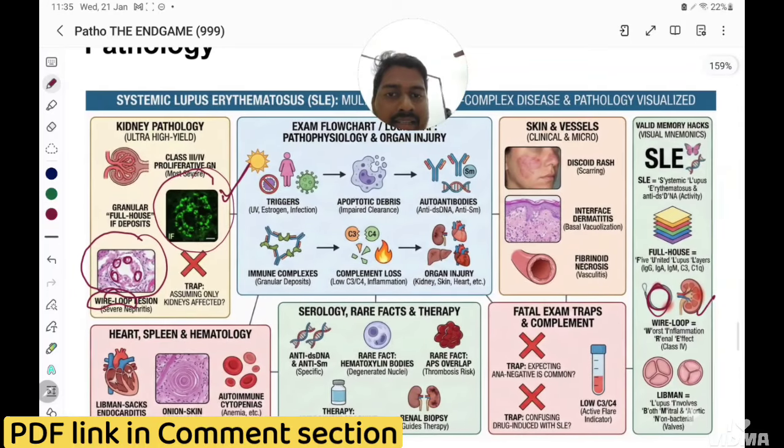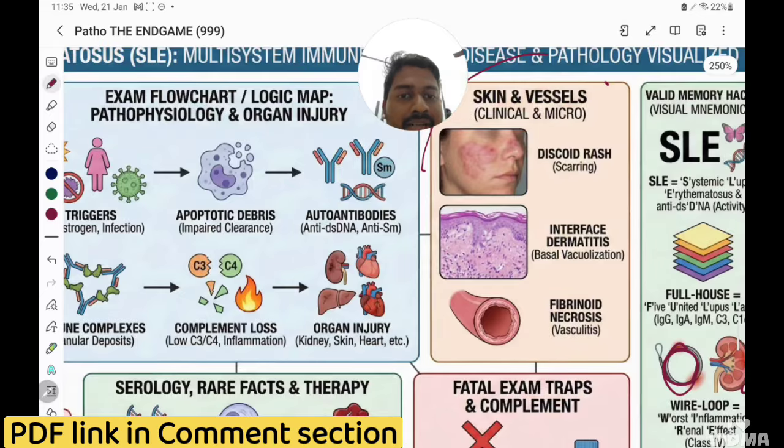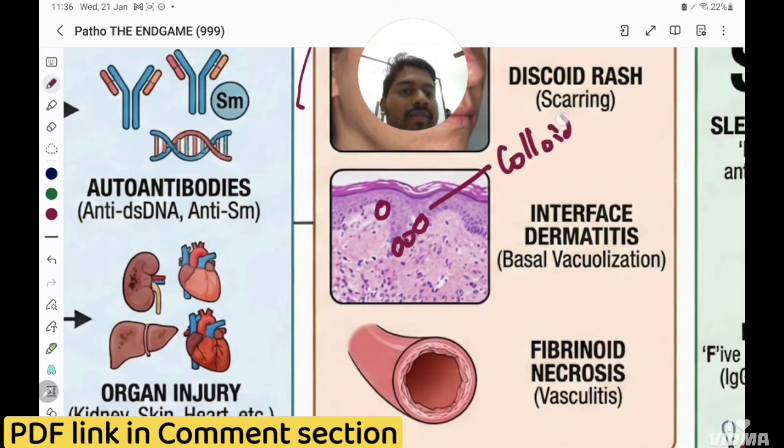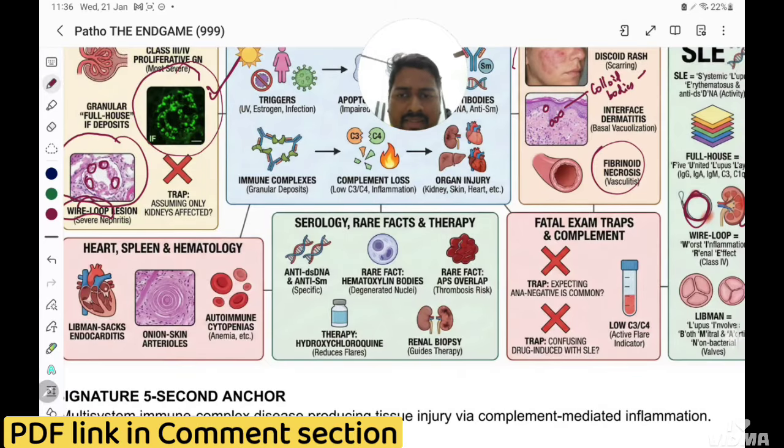Next, one important factor I want you to focus on is interface dermatitis. Can you see this? What is this interface dermatitis? Because of T cell mediated damage, at this basal layer between dermis and epidermis, there is inflammation. This causes interface dermatitis, and you can see some vacuolization also. There are vacuoles that are formed. These are known as colloid bodies. This vacuolization in the keratinocytes is known as colloid bodies. Which type of necrosis occurs? Fibrinoid necrosis occurs.